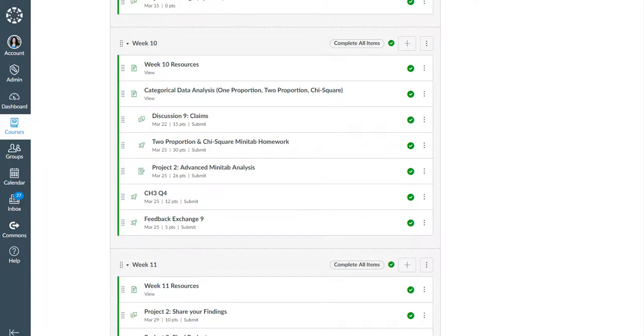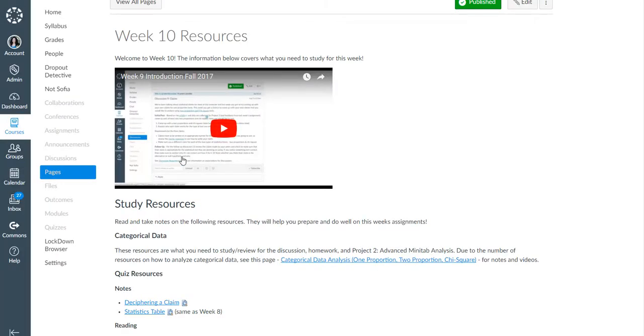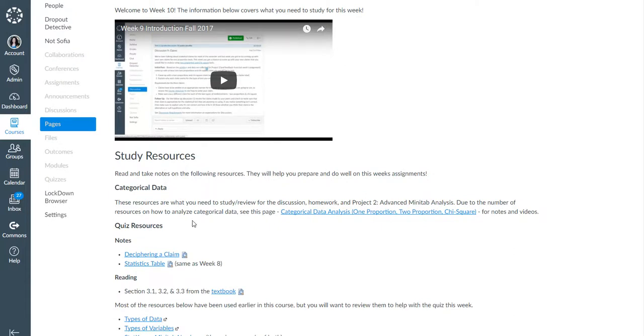So what are we doing this week? In week 10, we've got study resources. We're going a little bit further into that categorical data. Remember we did the one proportion before break. Now we're going to come back and work on two proportion and chi-square.